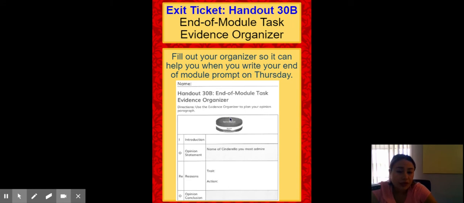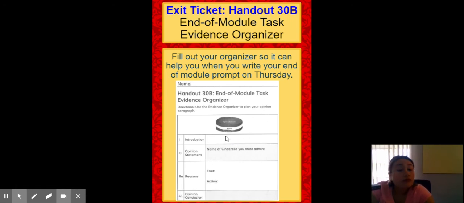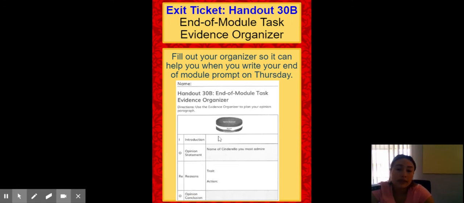So what you're doing here is you're jotting down your ideas. You are not writing a story. All you're doing is writing down words, any ideas, any notes that are going to help you create your story on Thursday, okay? Because Thursday is going to be here in the module. So for example, I'm going to go over the chart, introduction. You're going to write one sentence as an introduction, okay? You make up your introduction because this is your writing. Make sure you use complete thoughts, all right?